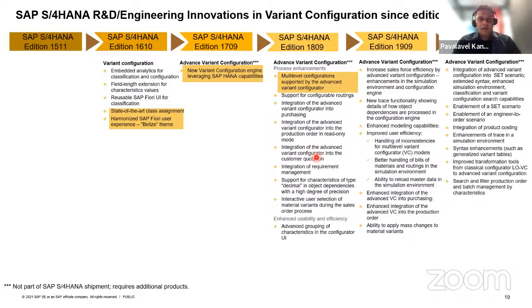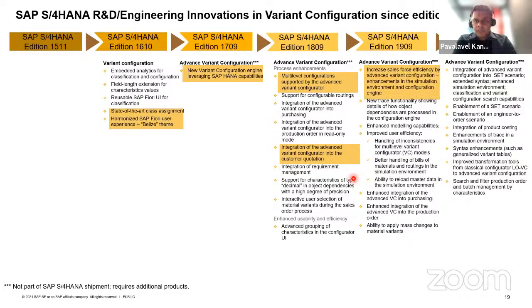So multi-level, as a part of 1809, multi-level configuration supported by advanced variant configurator. So this is the new innovation which has come up. And so the integration of advanced variant configurator to customer quotation. So after you perform an advanced variant configuration, then you can link it to a customer quotation and provide a costing. So basically using advanced variant configuration, you can understand what is the cost of your finished product, and basically that's what goes into your cost of goods sold. So those kind of integrations were brought up.